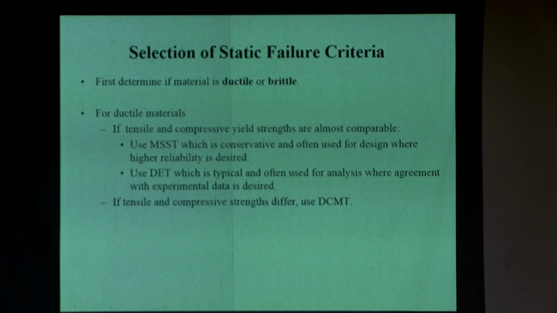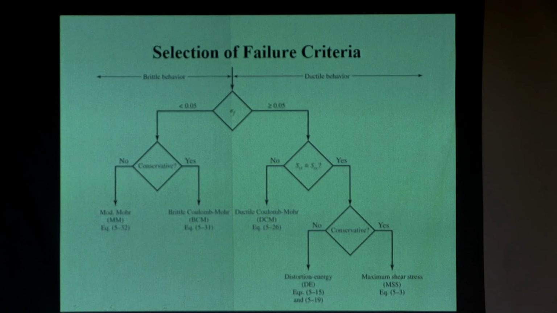Some of these are meant for ductile, some of them are meant for brittle stuff. MSST, DET, and DCMT for ductile. MNST, the maximum normal stress theory, the brittle Coulomb-Mohr theory, and the modified Mohr theory, they're all for brittle, but then there are certain conditions where you want to use one and not another, and that is all dependent on how conservative you want your estimates to be.